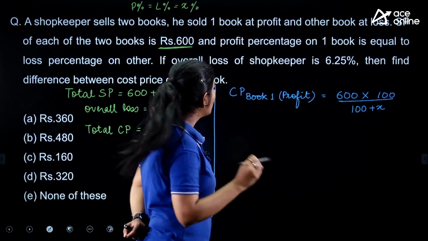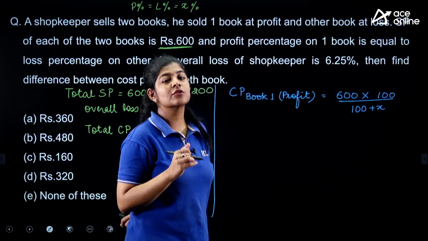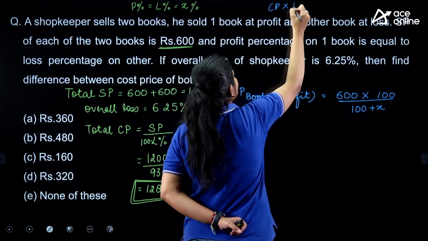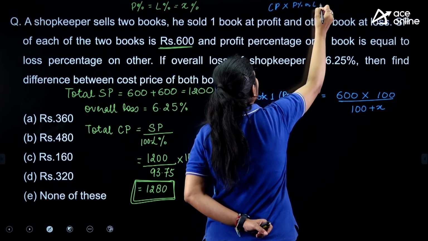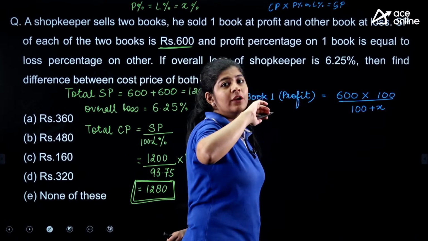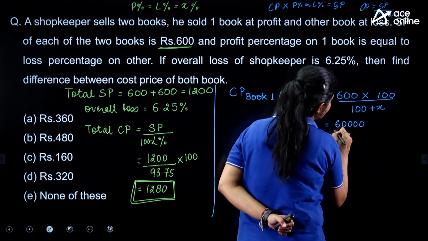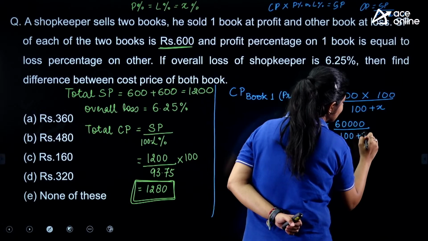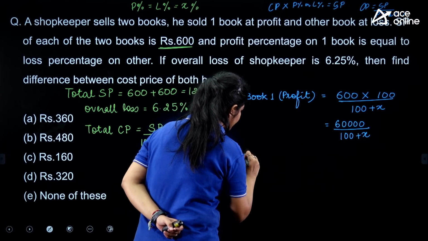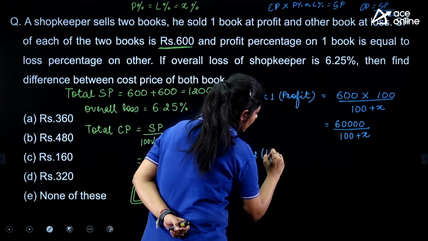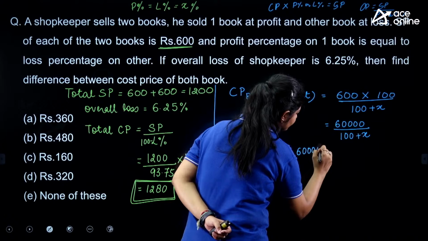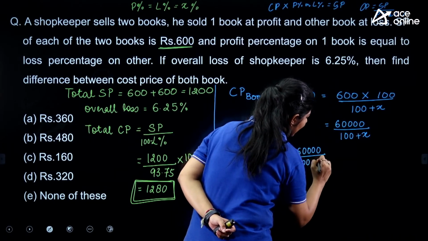Why am I writing this? Because we know that the profit and loss is always calculated on cost price. So if we multiply our cost price with either the profit percentage or the loss percentage, we will get the selling price, right? Now we are already 60,000 divided by 100 plus x. Now similarly here we are having the cost price of book 2, which we sold in a loss, right? So this is nothing but 60,000 divided by 100 minus x.